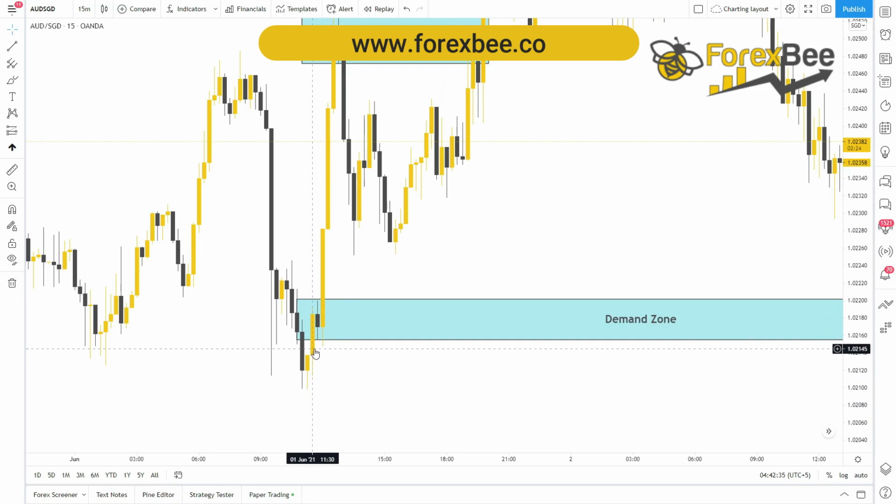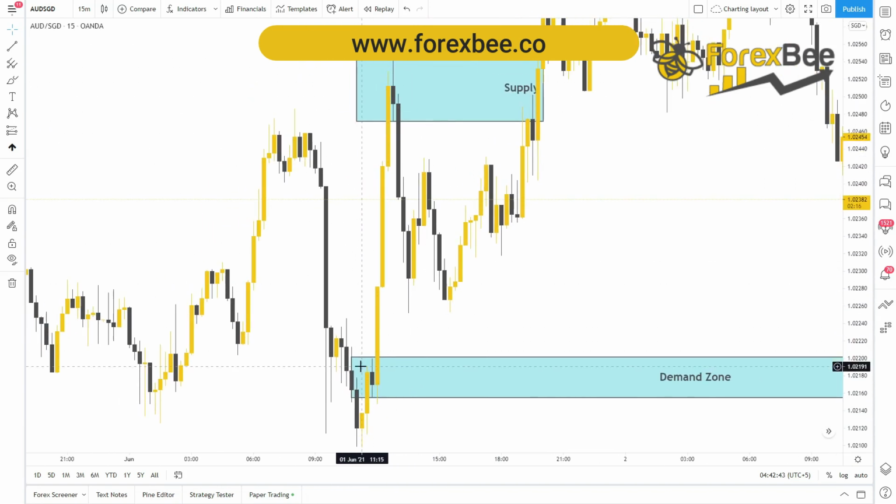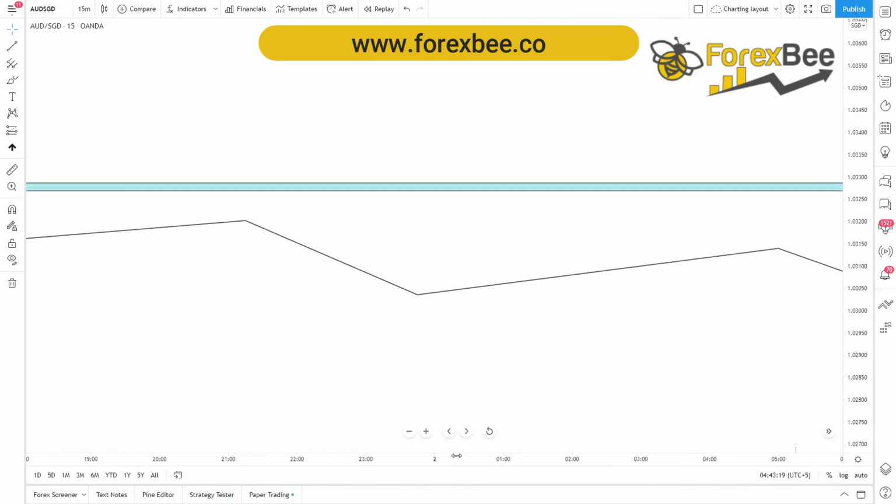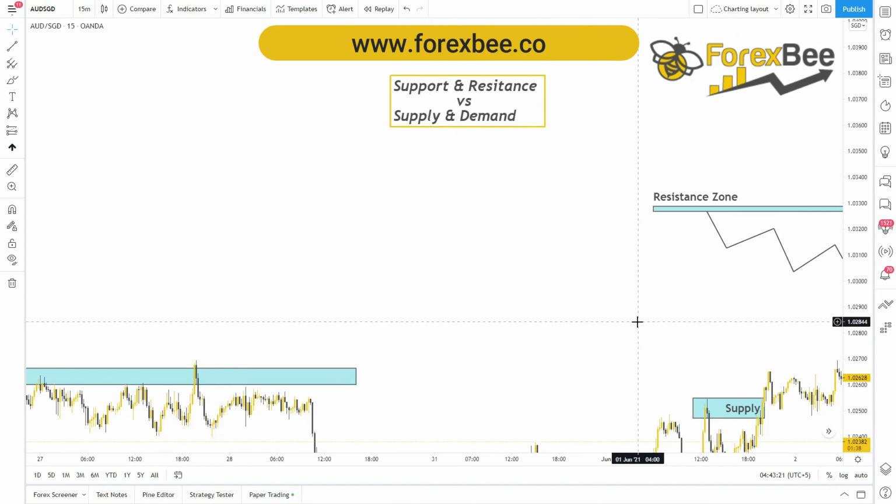Here you can see a rally, base, rally demand zone, and after the demand zone the price started going up because there was not enough supply and there was more demand. Here that demand got exhausted or met with enough surplus supply that the price started going down. This is again a rally, base, drop supply zone. I hope you understand the difference between supply and demand zones and support and resistance zones.